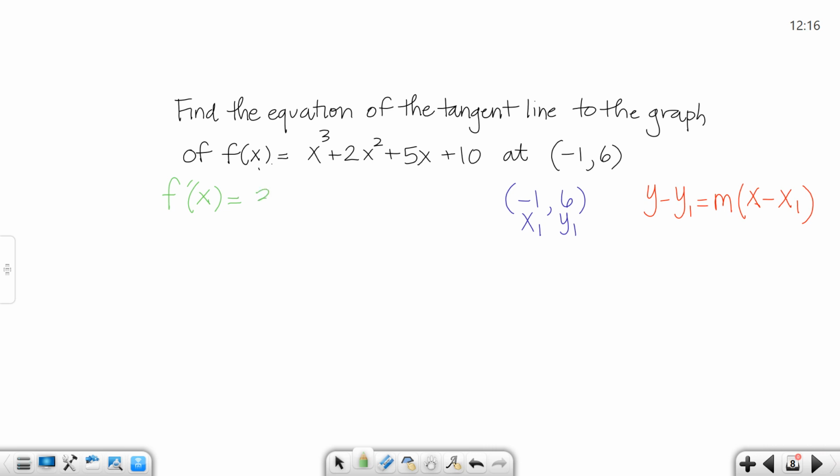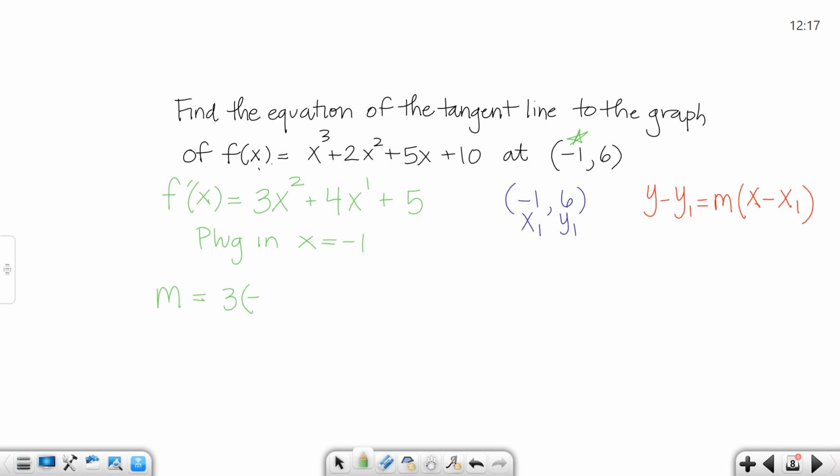My derivative here would be bring down the 3, decrease by 1. 3 minus 1 gives me 2. Okay? Bring down the 2. So 2 times 2 gives me 4. Decrease by 1. The derivative of 5x is 5, and the derivative of 10 is 0. So that's my derivative. I need to know the derivative at this x value. So here's the x value. So plug in negative 1, and that's going to give me my slope.